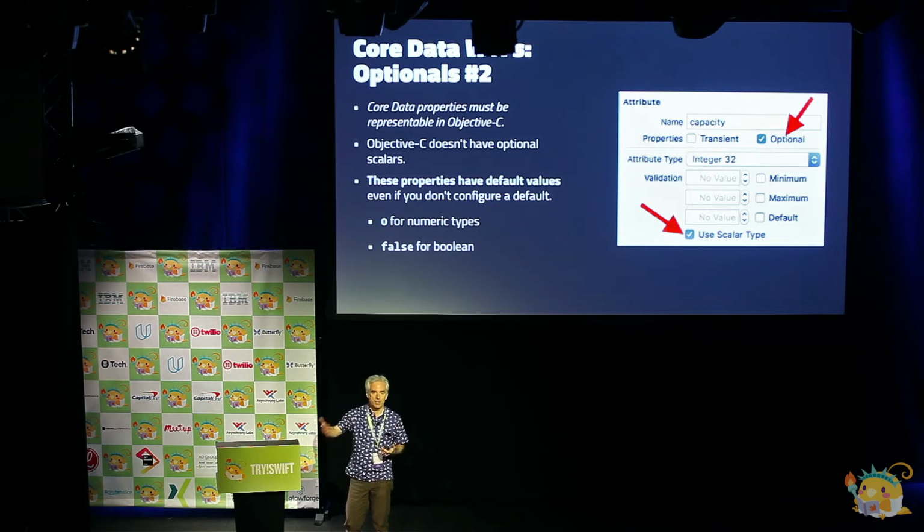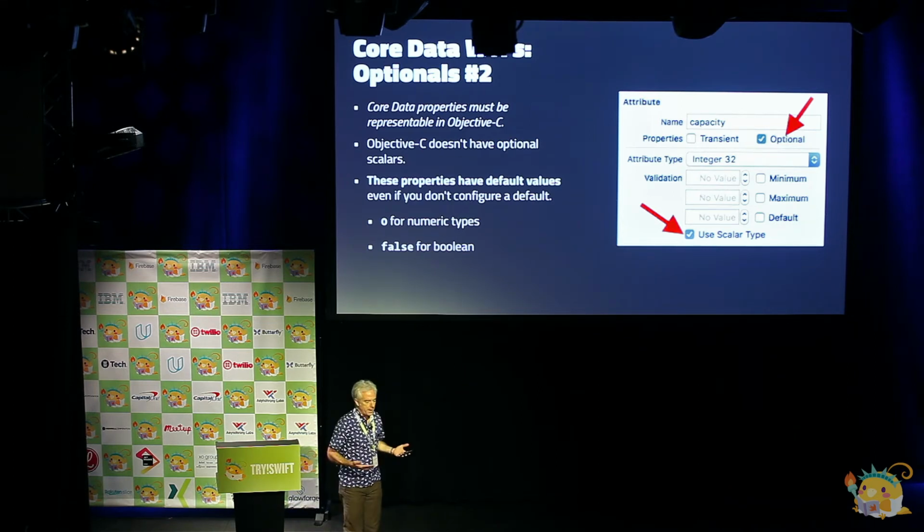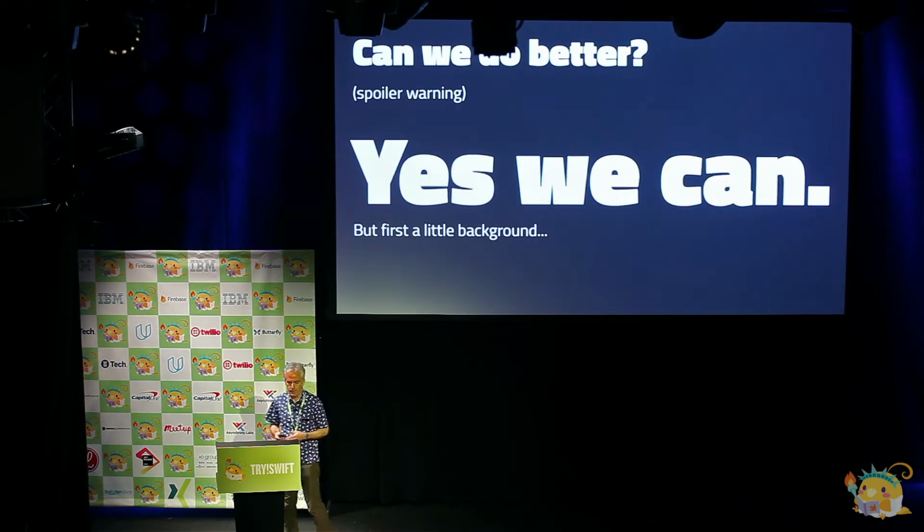If you declare an integer in Objective-C and don't assign a value, it defaults to a value of 0. Core Data does the same thing. So what can we do about that? It would be nice if we could do some things that would make this a little bit easier to deal with in Swift.